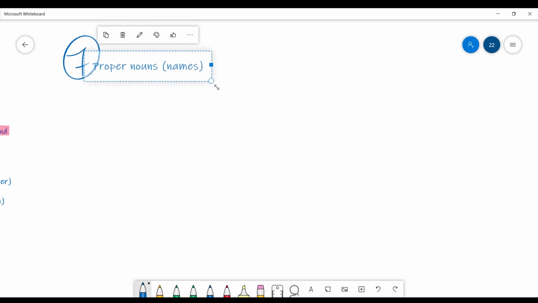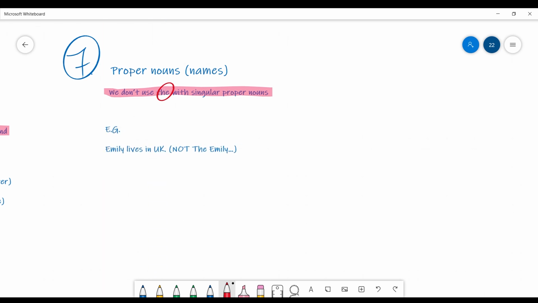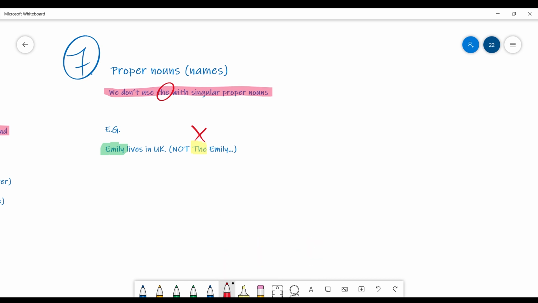Number 7. We are talking about proper nouns, or in other words, names. Proper nouns, those are names. So we don't use "the" with singular proper nouns. Again, another rule which says that we are not using it in this case. As for example, Emily lives in UK. Here we have a proper noun, Emily, right? This is a name and therefore we are not saying "the Emily." "The Emily lives in UK." This is incorrect because once again we are using a singular proper noun. Yeah?